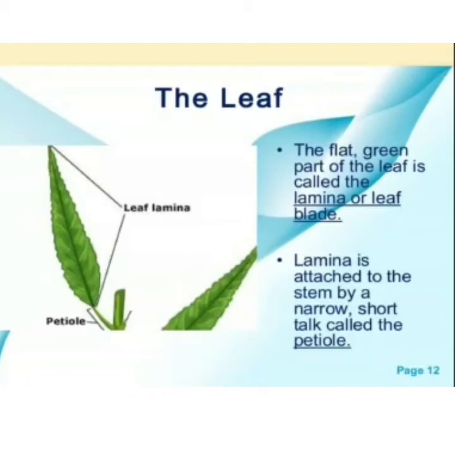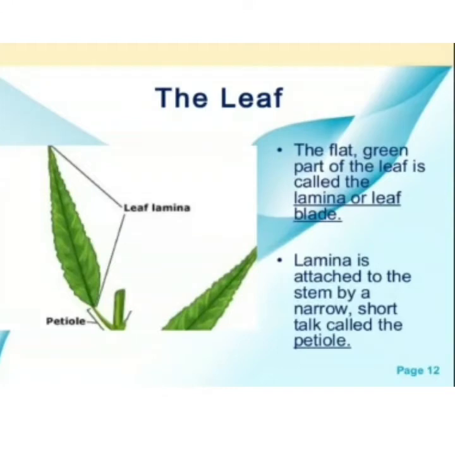Understand? And the lamina is attached. See, this leaf lamina is attached to the stem by a narrow short stalk. What is this narrow short stalk? They are known as petiole. So what are the two things? We can say two structures we have seen here.